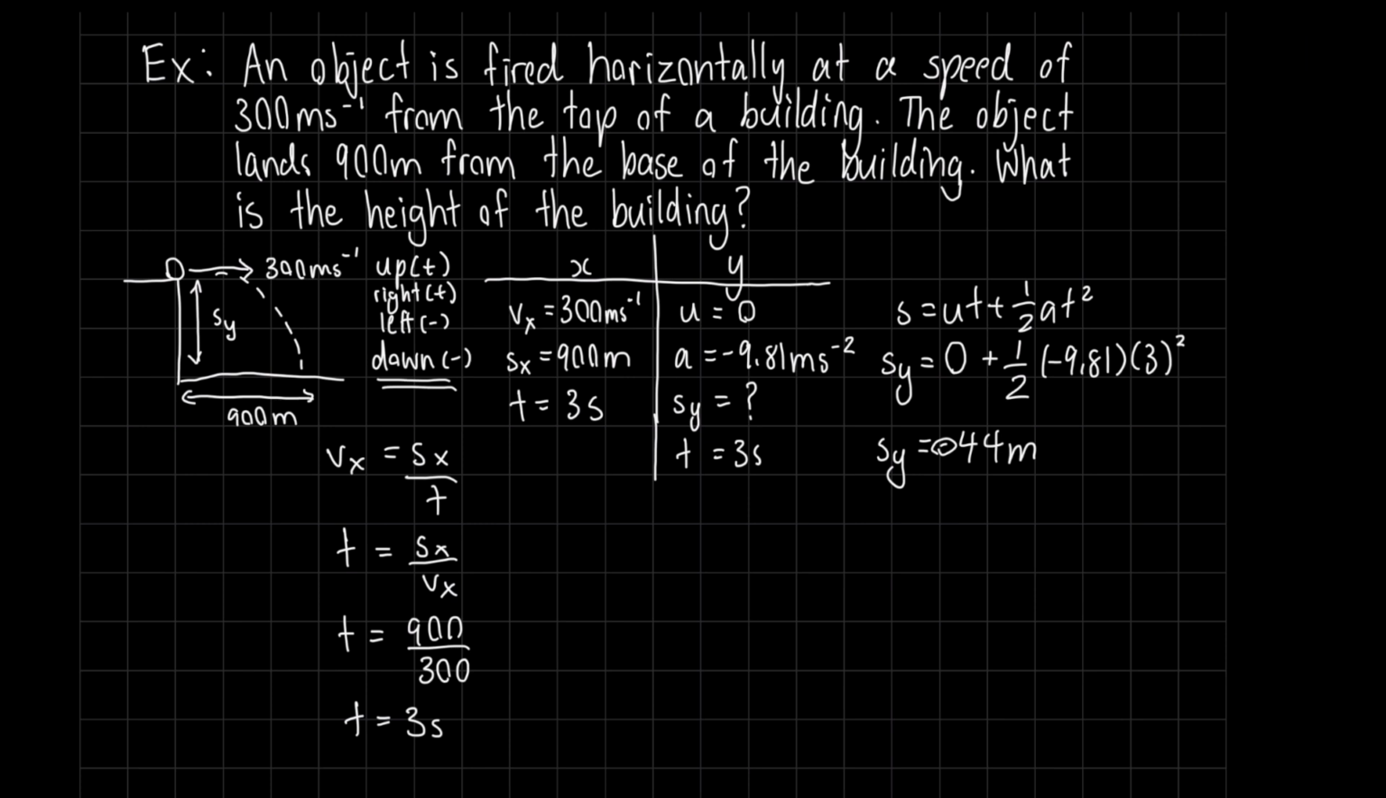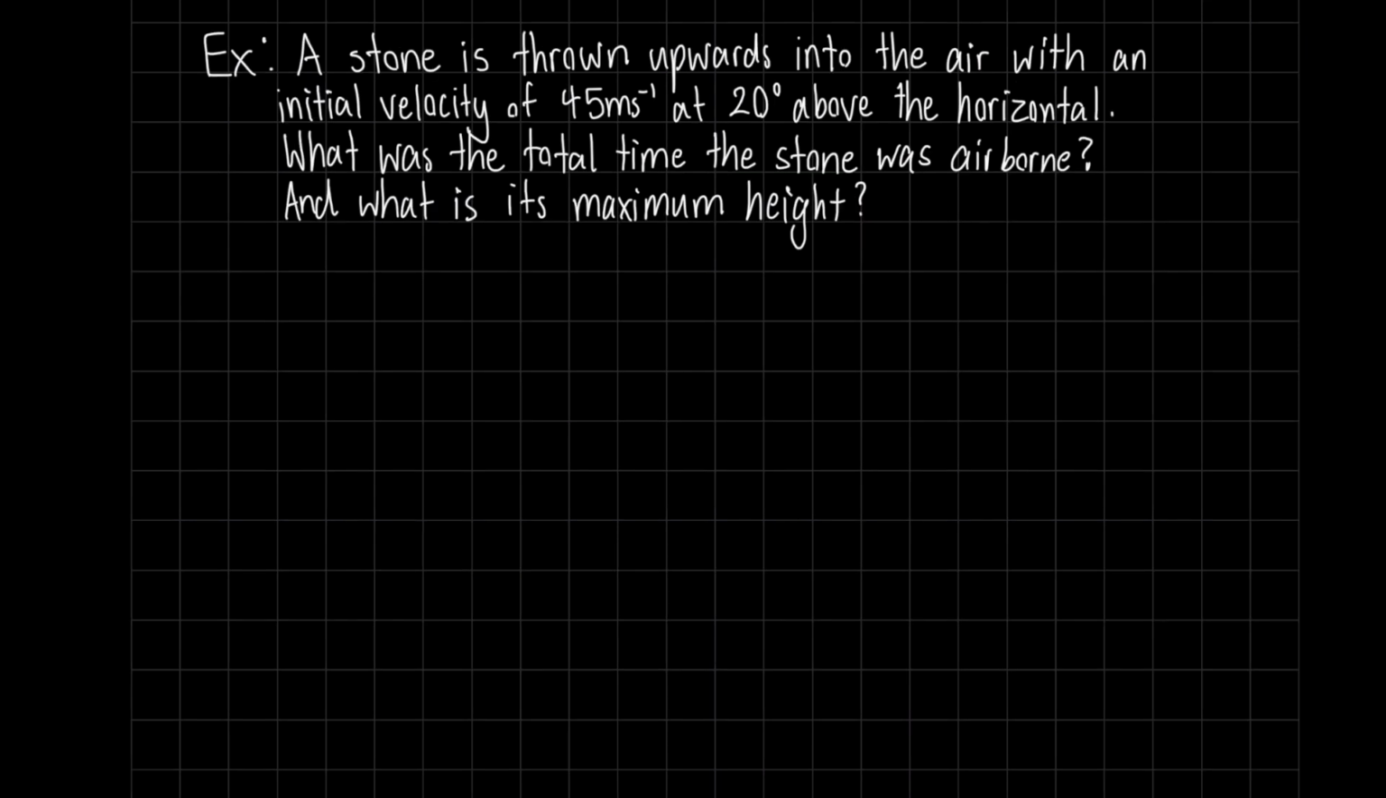But because we're looking at the height of the building, we'd have to make this positive. So we say, therefore, height of building is 44 meters. All right, now let's look at our second example, which is slightly more complicated. A stone is thrown upwards into the air with an initial velocity of 45 meters at 20 degrees above the horizontal. What was the total time the stone was airborne, and what is its maximum height?